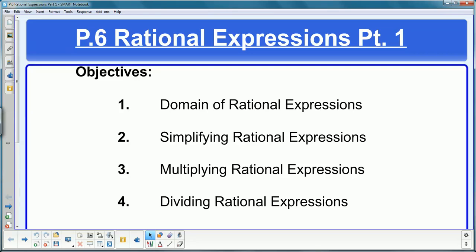Alright, next section is going to be section 6 in our prerequisite chapter. It's about rational expressions. Before our next assessment, we will go over 3 sections from the book, and I believe I'm going to split that into 7 videos to make them smaller, more manageable parts.